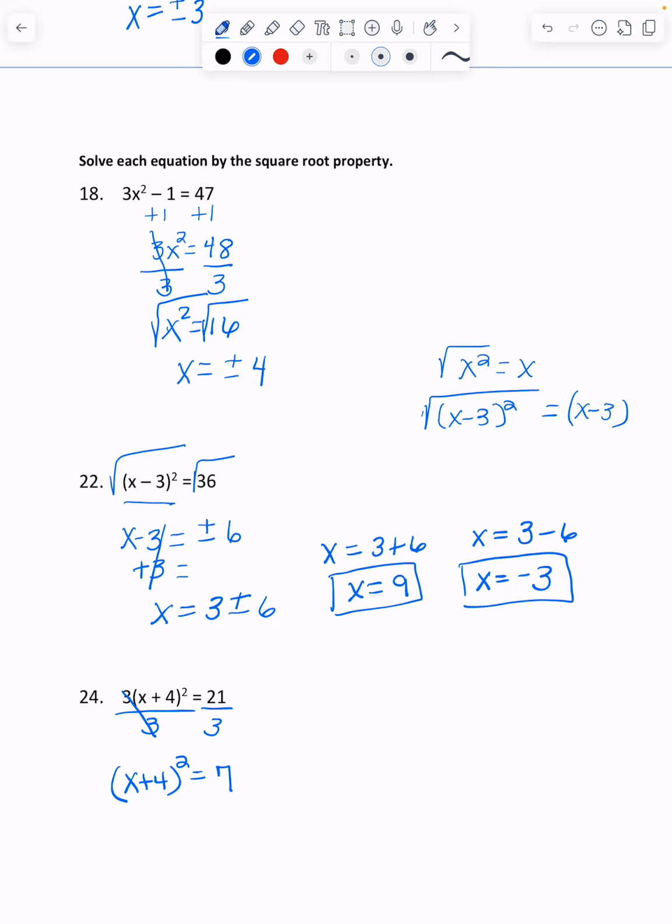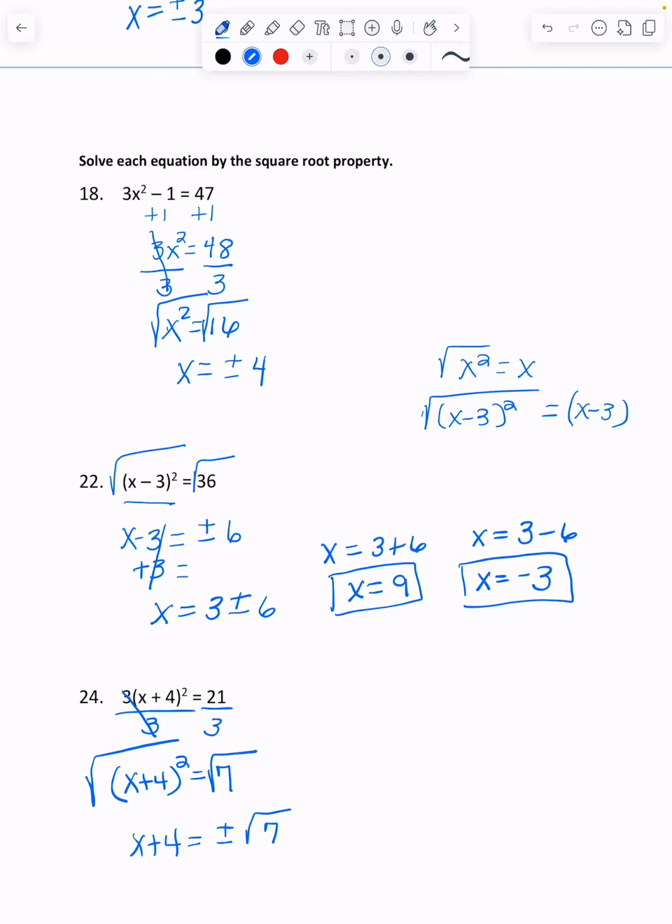Now I have the square part by itself, so I'm going to take the square root of both sides. When I take the square root of something that is squared, I just get that base. And I cannot simplify the square root of 7. There's no number that I could square to get 7. Still, because I took the square root, it gives me the plus minus on the right side.